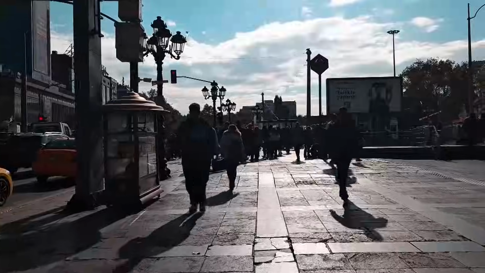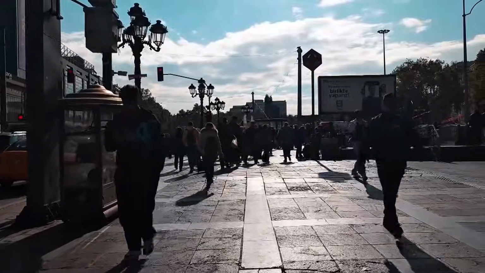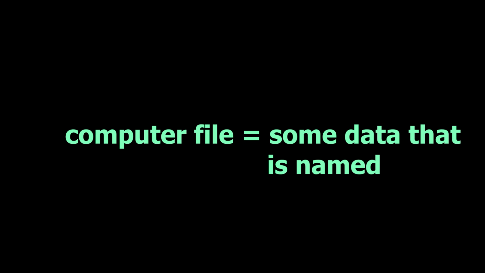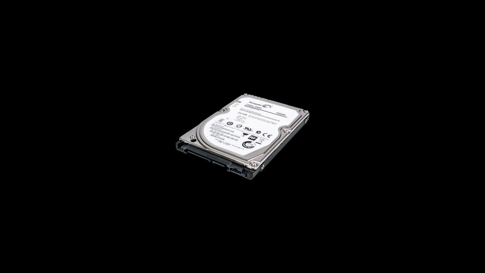Let's start from the beginning. Approximately 13.8 billion years ago, the universe started. Now fast forward to 2026, we have computers, and we are using computer files to store data. So think of a computer file as some data that is classified with a name. Whenever you need to store data for a long time, even after rebooting and powering off, you have to store it on a disk.